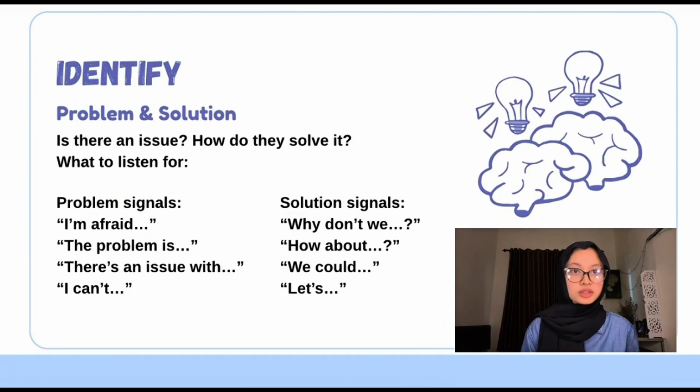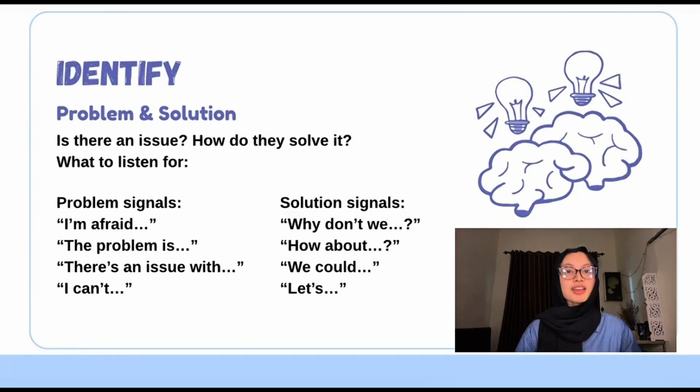First, you can focus on the problem signals. Those signals usually sound like, I'm afraid, the problem is, there's an issue with, I can't, and these phrases usually tell us what is wrong. The solution signals usually sound like, why don't we, how about, we could, let's. These phrases show how they plan to fix a problem. So by identifying this, you can focus on one main problem and one main solution. You don't get distracted by the small chit-chat in the beginning of the conversations or the extra explanations.